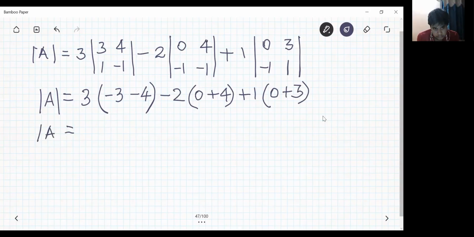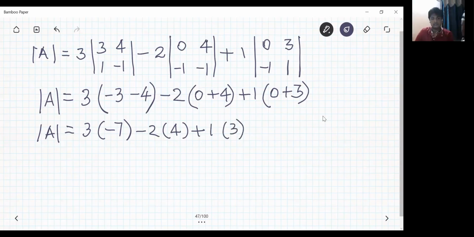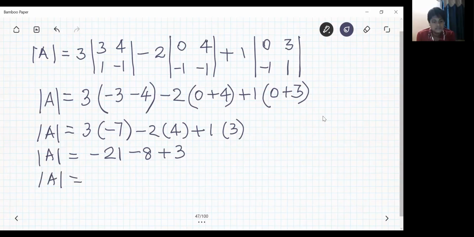So determinant A equal to 3 into minus 7, minus 2 into 4, plus 1 into 3. So determinant A equal to minus 21 minus 8 plus 3. It's minus 29. So subtract 3, it will give minus 26.